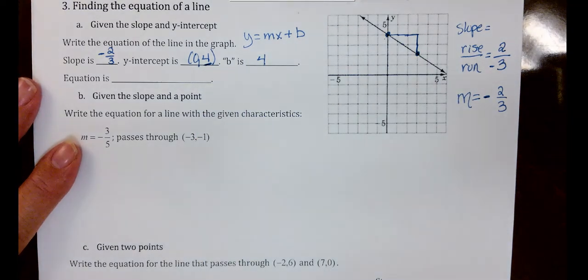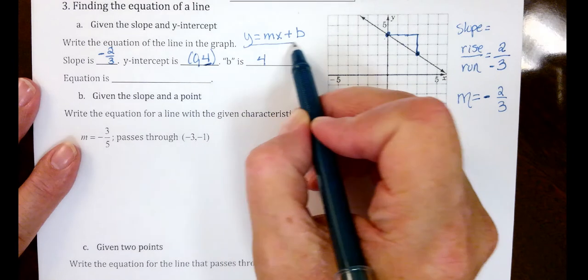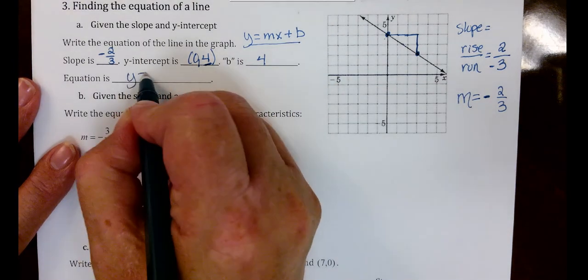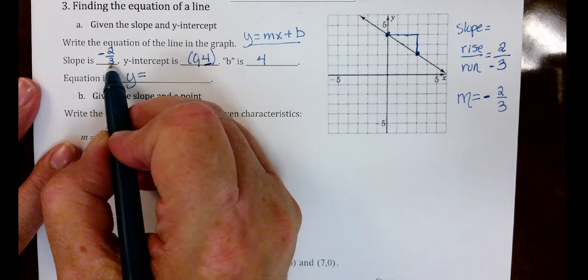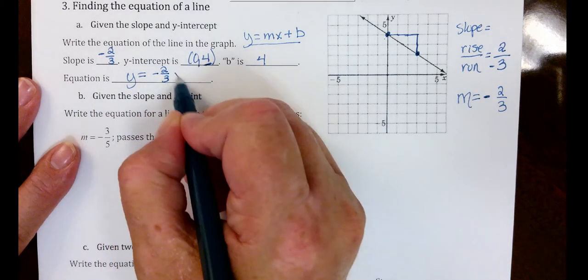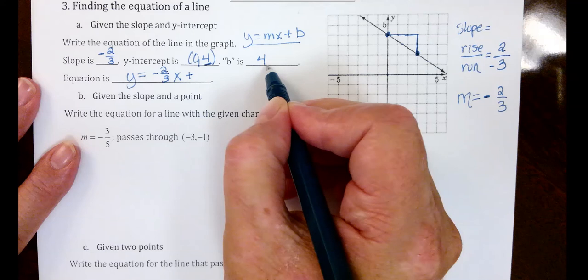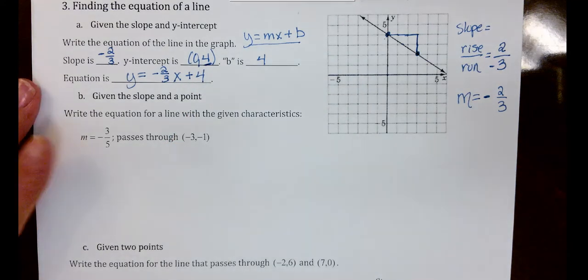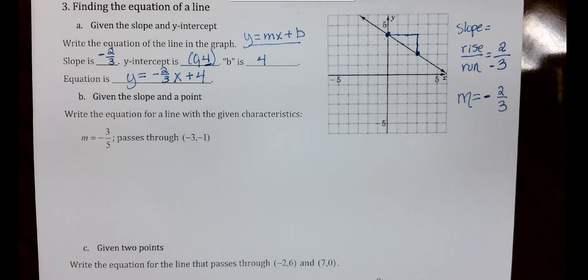And then plugging this back into our slope-intercept form of the line, we have y equals m, which is our slope, -2/3, x plus b, which is 4. And if it asks you for the equation of the line, you can come up with it using slope and y-intercept.